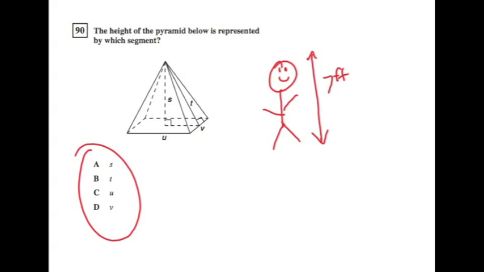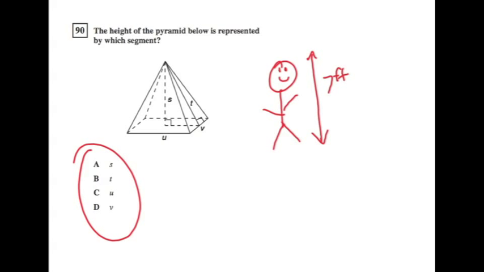All right, 90 says the height of the pyramid below is represented by which segment? So we're looking for the height of the pyramid. So the height, obviously, when we have a person, I'm going to draw my person right here. When we have a person and we want to know their height, we measure them from top to bottom or from bottom to top. Now, if this was me, I'd be 7 feet tall. Oh, just kidding. I'm really not that tall. So, which one is the height? Which represents the height? Look at my answers right here.